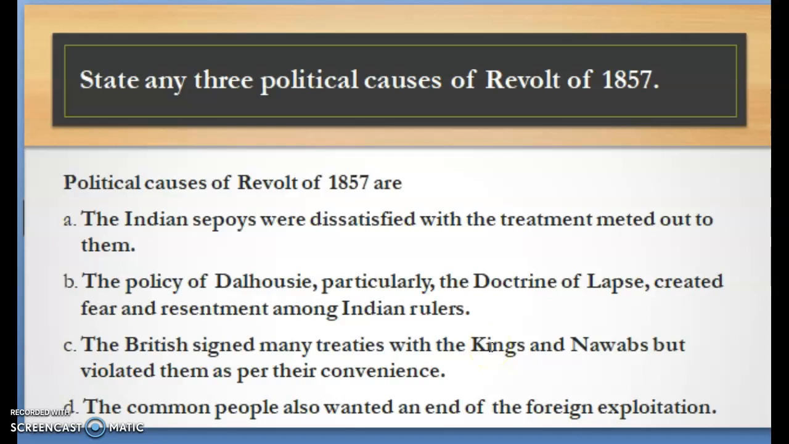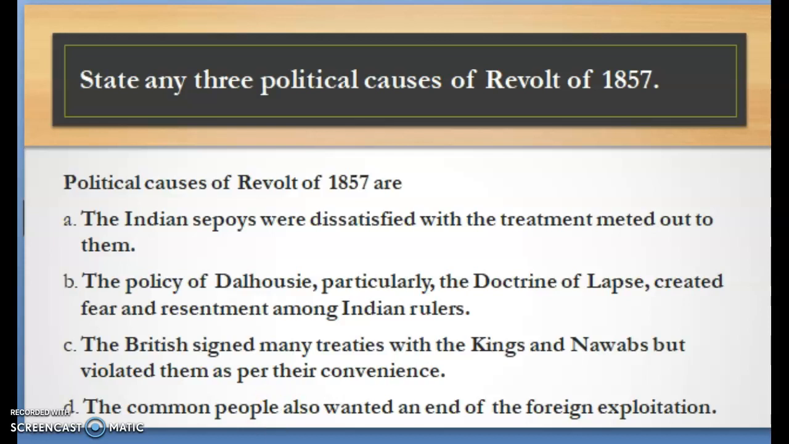Now, question number three is: state any three political causes of the revolt of 1857. Here we need to discuss the political causes of the revolt of 1857. As you can see on the screen, I have given four causes. You can also mention five, because if it is a 5 marks question, they can ask you to mention or state any five political causes of the revolt of 1857.